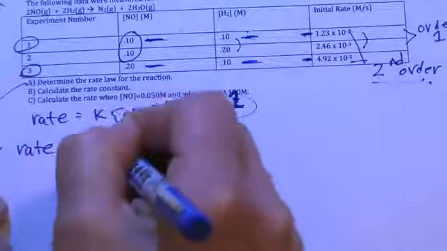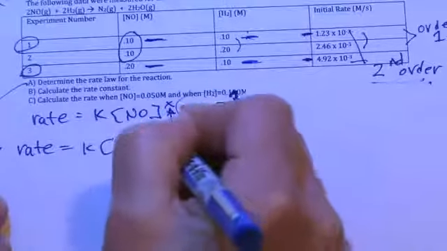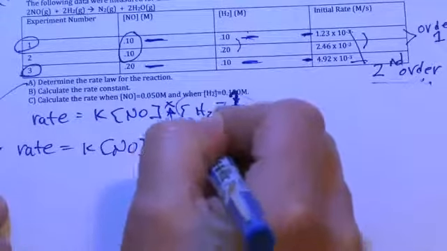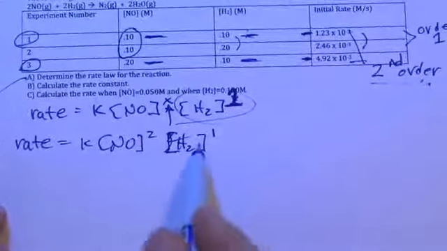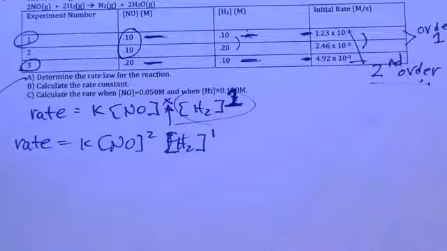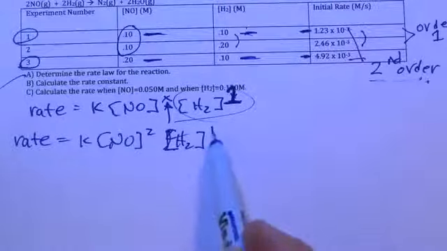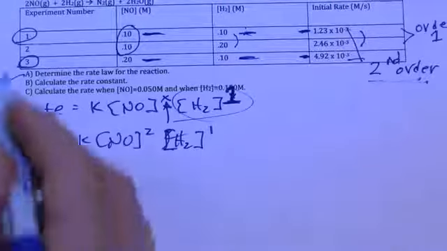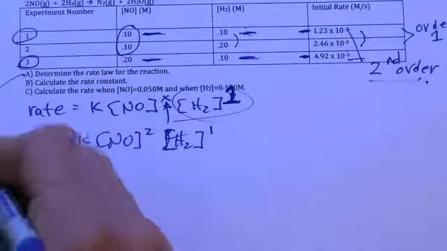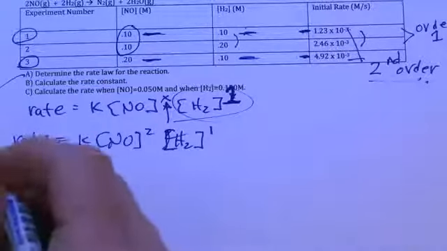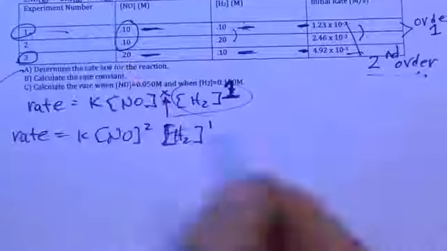rate equals some constant K, NO to the second power, and then H2 is to the first power. So we can say that the overall order of the reaction is 2 plus 1, or 3. The H2 is to the first power, and NO is to the second power. That's letter A. Letter B says calculate the rate constant. Well, just pick an experiment. Let's pick experiment number 1 once again.